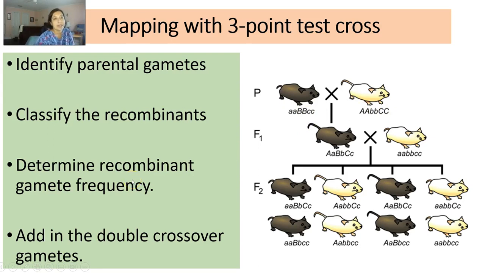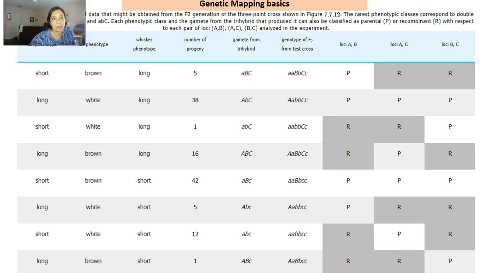Then you need to, second, classify the recombinants. Once we have the recombinants, we can use the formula from before to determine recombinant gamete frequency. And then we need to add in conditions where there are double crossovers, because remember, there are going to be cases, now that there are 3 total genes, where 2 genes are recombinant and 1 is parental. So you need to be able to identify those and take those into account as well.